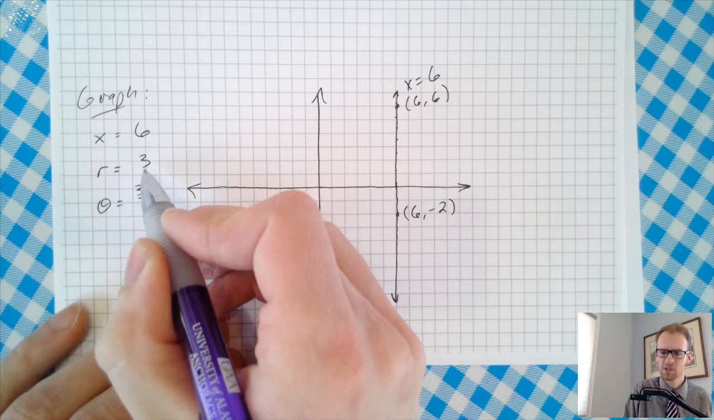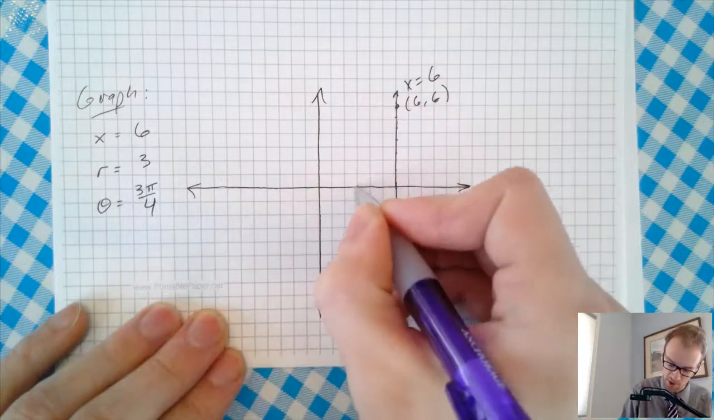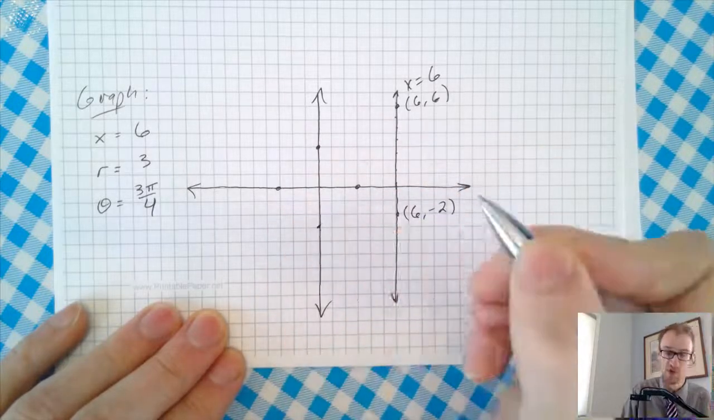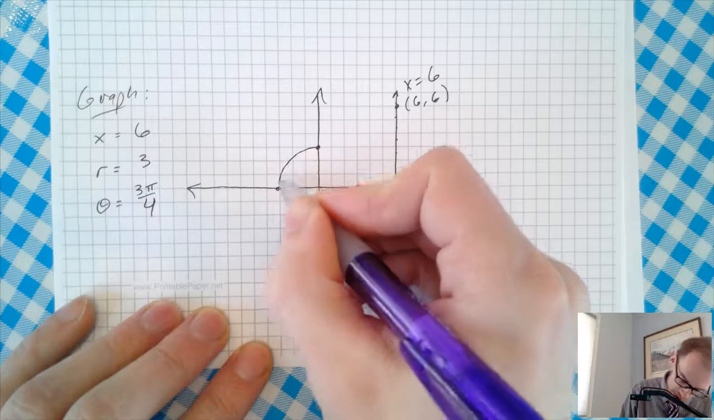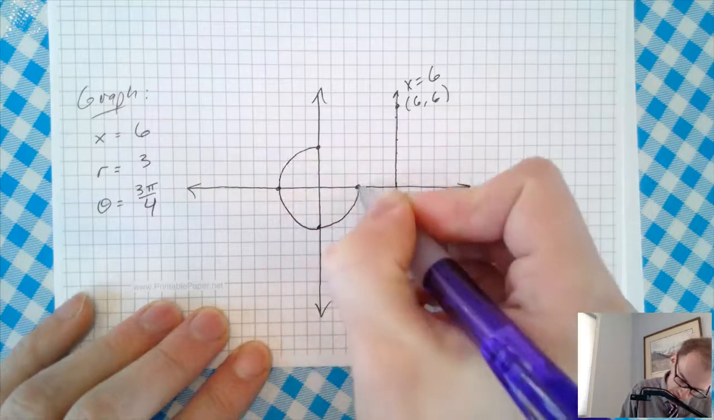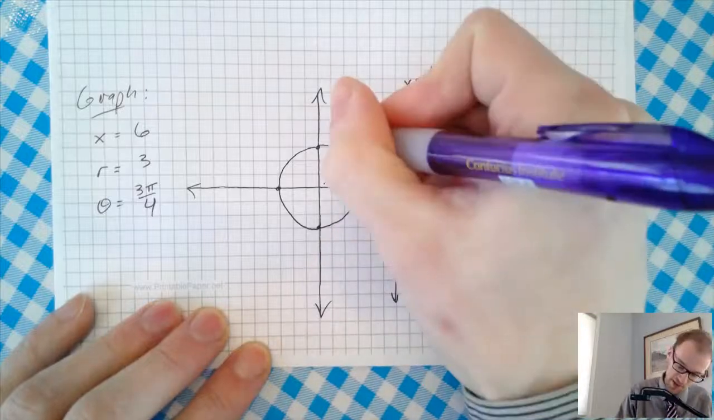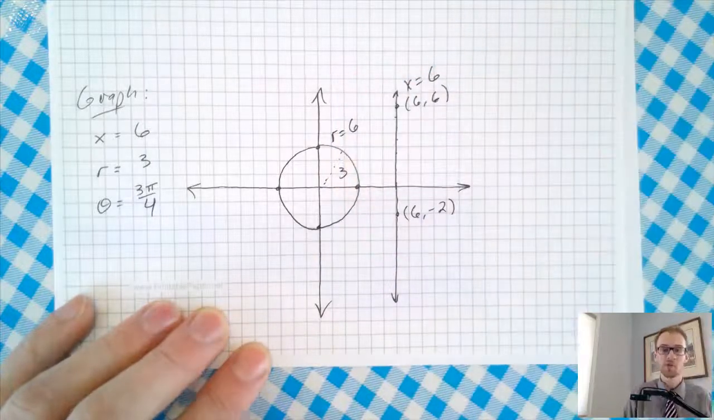Can you think what that would look like? Doesn't take long before you realize that's a circle. This point is 3 away from the origin, that point is 3 away, that point is 3 away, and that point is 3 away. All these points are 3 away from the origin. So this is the equation for r equals 3.